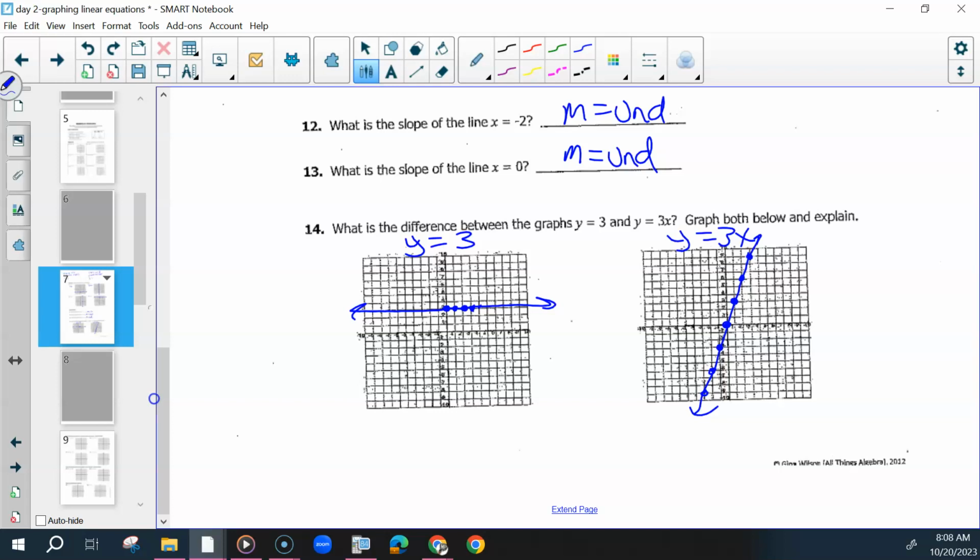What other differences? Wait, that's an undefined slope? This is a 0 slope. And that one is a positive slope. Yes, it has a slope of 3. It has another numerical slope. What about intercepts? Do they both have an x and a y intercept? No. This one has which one? Y. This one has both.